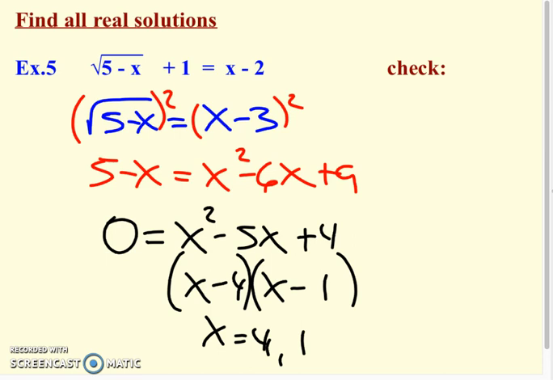Put in a 1. 5 minus 1 is 4. Square root of 4 is 2. 2 plus 1 is 3. On the other side, it'd be 1 minus 2, negative 1. 3 does not equal negative 1. That one's out.